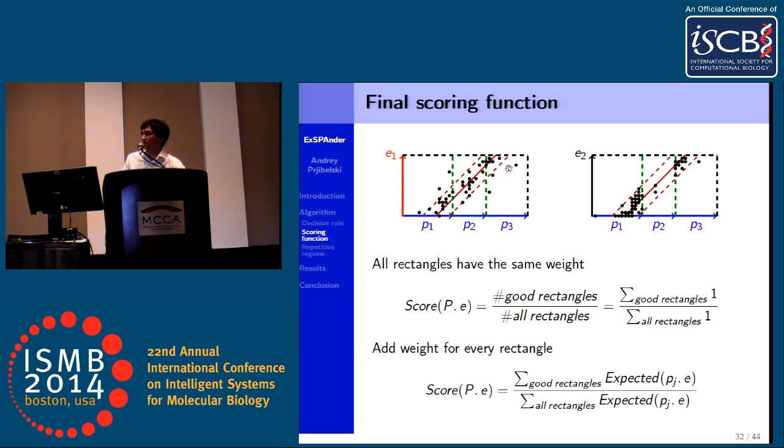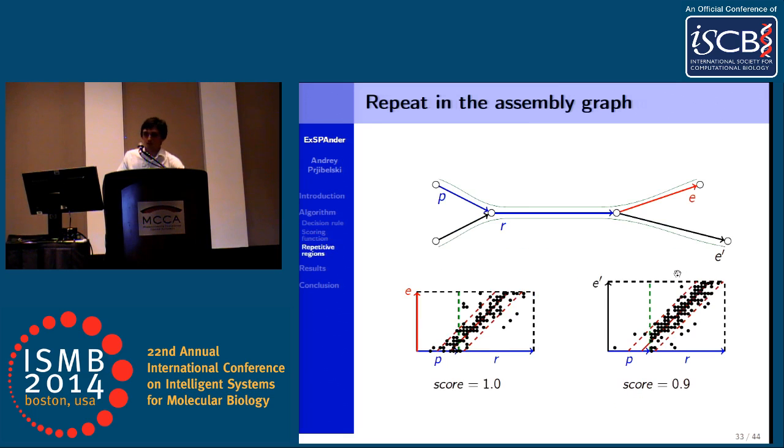So we will get 1 here and approximately 0.5 for incorrect extension. Okay, and the last algorithmic part for today: how we deal with long repeats. We have a path in the Bruijn graph, and R is a long repetitive edge.